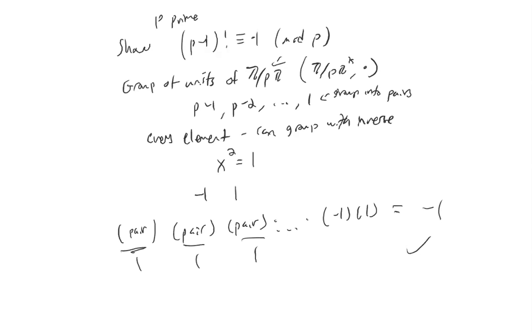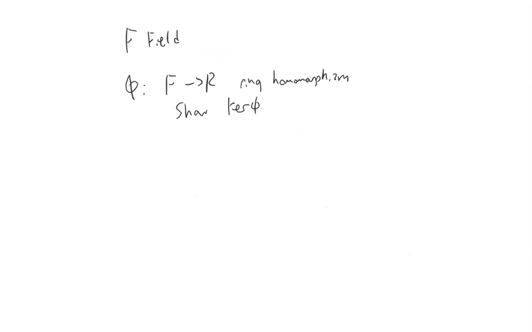Any other questions? So you have like 8 minutes. Through 10. Is that the one I talked about? Okay, F a field. This is F, and phi from F to R is a ring homomorphism. Show kernel phi is 0 or F.